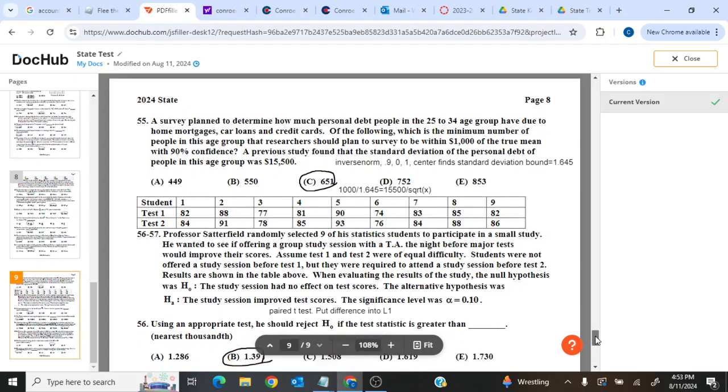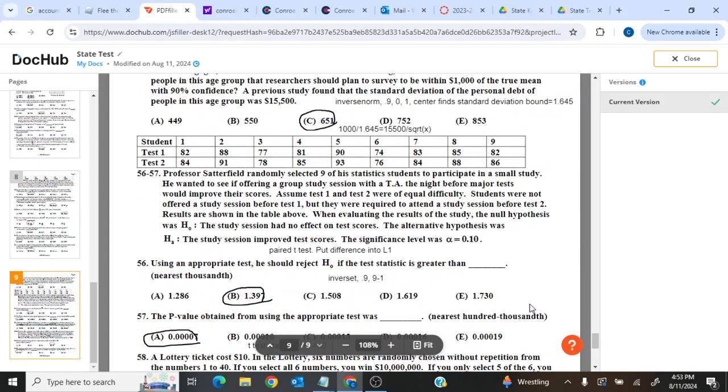Okay, 56 and 57. Professor Scatterfield selected 9 of his statistics students to participate in a small study. He wants to see if offering a group study improved their scores. Assume test 1 and test 2 are equal difficulty, and they were not offered a study session before test 1. Okay, and they want you to perform a hypothesis test and all that.